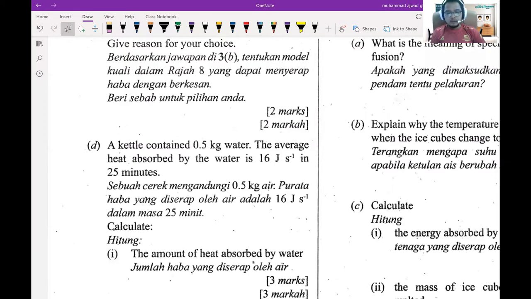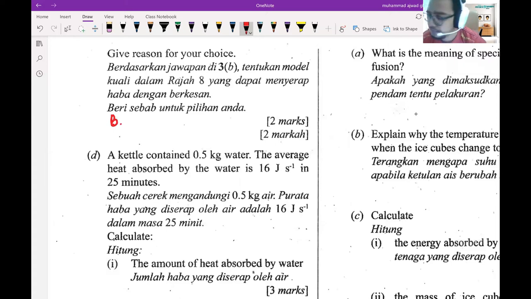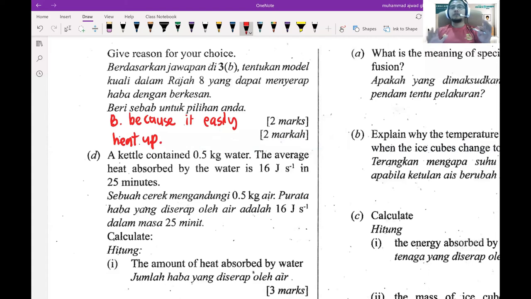Why do we say... and you give your reason. So we say B, why B? Because it's easily heat up. Okay, so up to there, the reason is 2 marks. Earlier we said low specific heat capacity with reason is 2 marks, choosing the dark surface is 2 marks, and the one above is 1 mark, total 7.